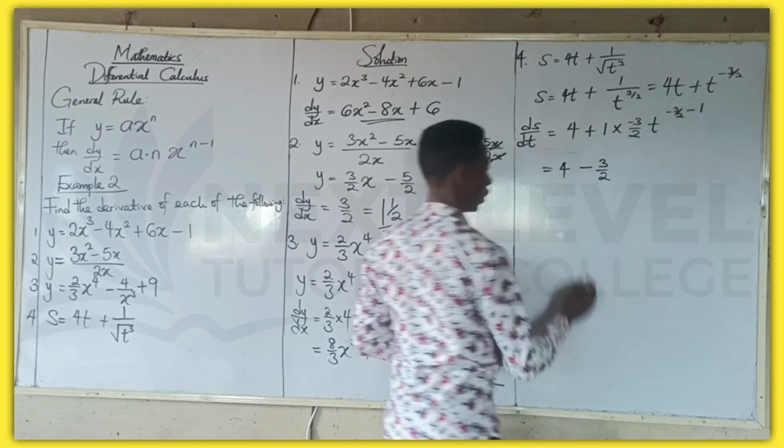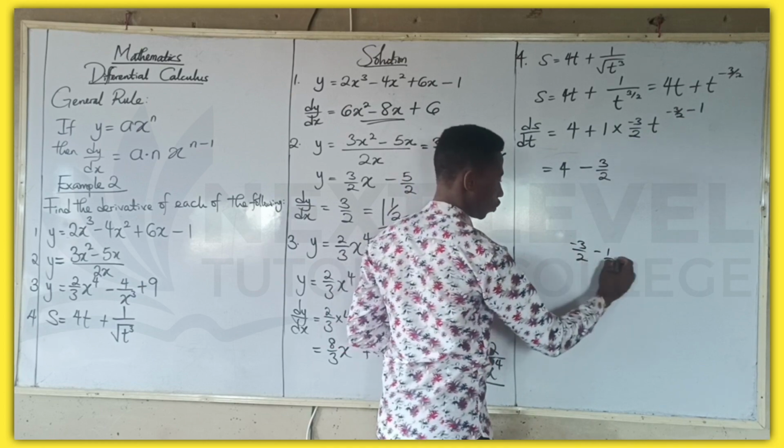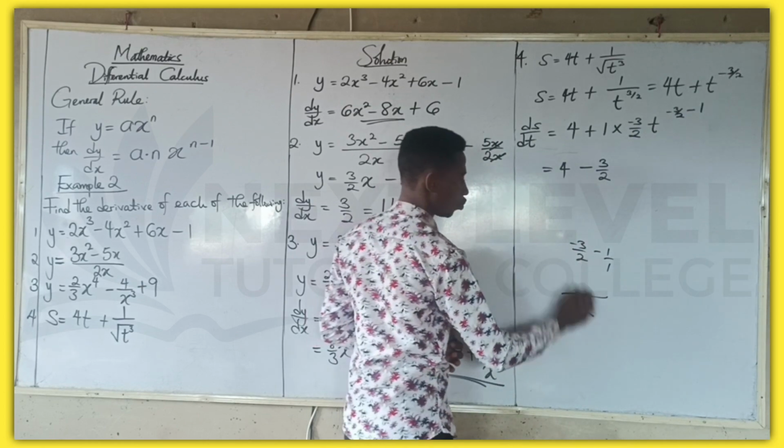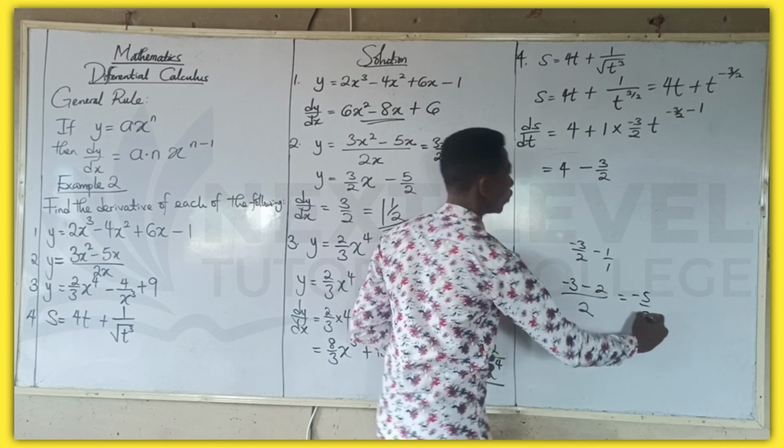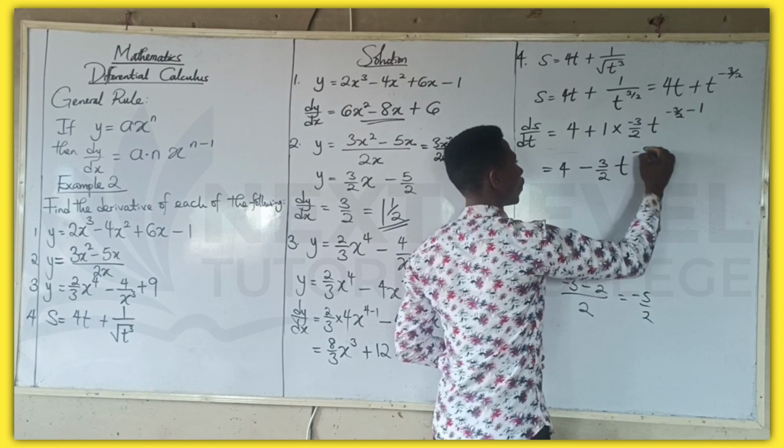Now let's simplify the power here. We have minus 3 over 2 minus 1, put over 1 here, find the LCM. That is 2 here, that is minus 3 minus 2, that is minus 5 over 2. So we have t raised to the power minus 5 over 2.